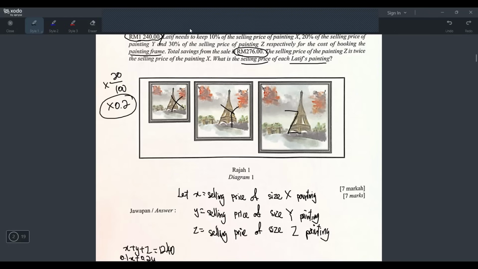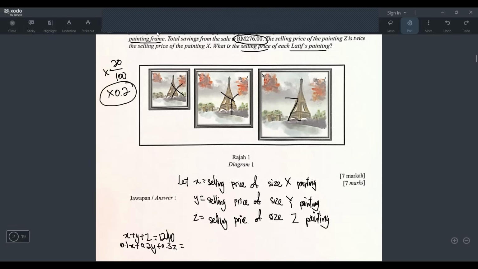It's the same thing. Okay. And the last one is 30% have to save from the selling price of painting Z. So plus 0.3Z. And then the whole thing equals to what? So why they have to save 10%, 20%, 30% is to pay for the cost of booking painting frame. And then the total saving saved is 276. So definitely this one is equal to 276. Right? This one is 276.